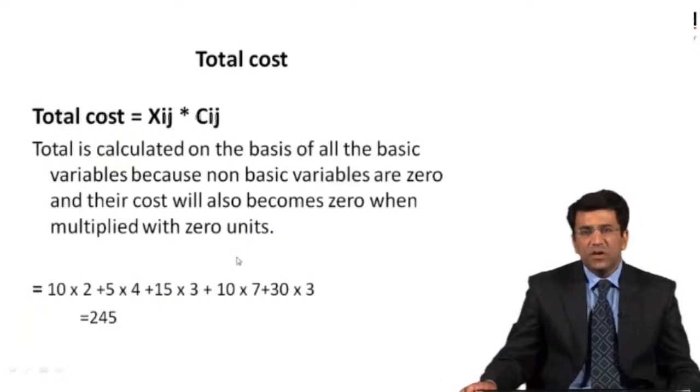So as we have just computed the cost for our first initial table by multiplying each quantity supplied to a particular destination by the relevant per unit cost. So this is our total cost for our initial transportation plan.